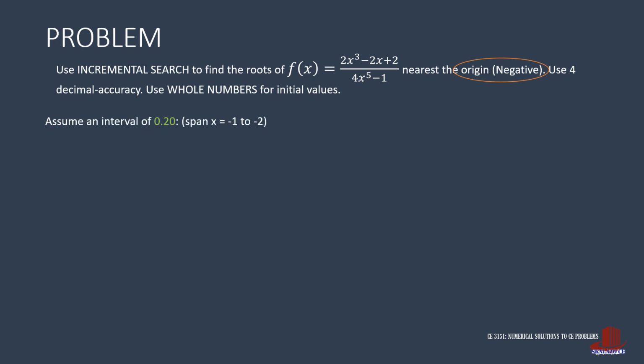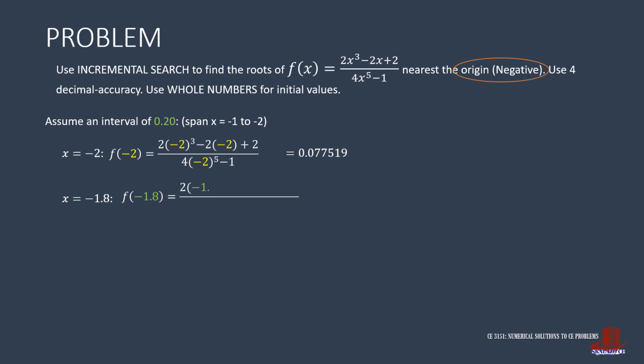We start the incremental search using intervals of 0.2 from the span of negative 1 to negative 2. We use the lower interval negative 2 and from here add the increment making x of negative 1.8. The function then is 2 of negative 1.8 cubed minus twice of negative 1.8 plus 2 all upon 4 of negative 1.8 raised to 5 minus 1. And that is equal to 0.07182. The result is still positive, so take another increment.